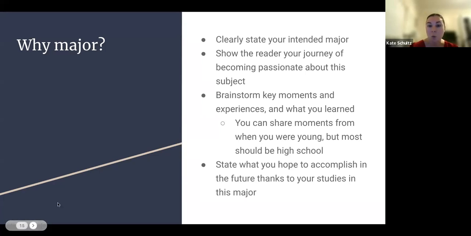And then you'll also want to share what you hope to accomplish in the future with your major. So yes, you're focusing on it in college. You want to study it in college. To what end? What do you eventually want to do? How do you want to use your education in your major to contribute to the community?